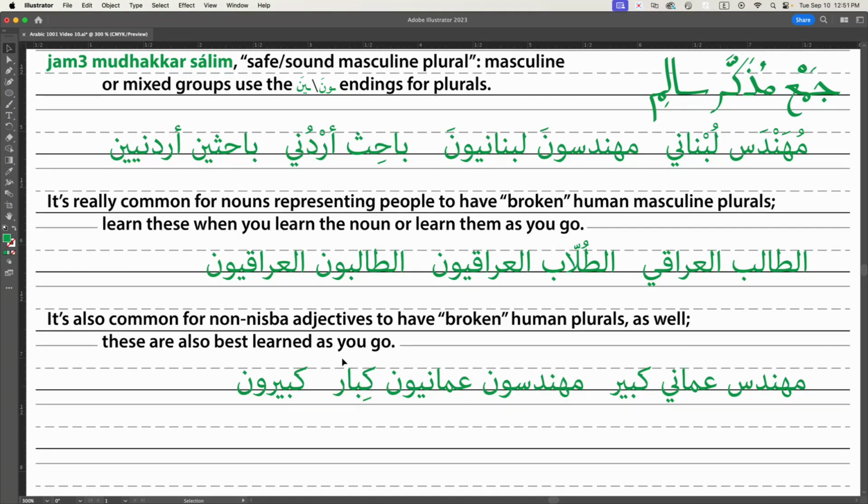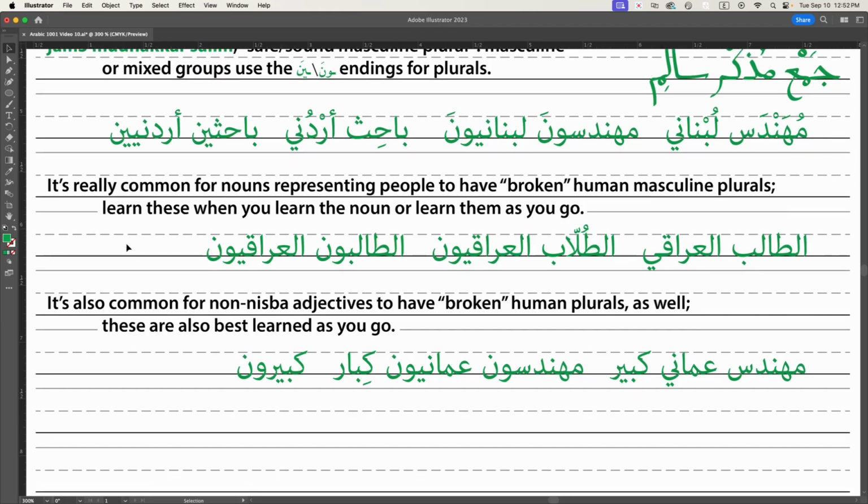But learning these broken plurals of adjectives is definitely a low priority for you at this point in learning Arabic. Just learn the sound plural endings, and everyone will be able to understand the point you're trying to get across, and then you can learn the broken plurals for the adjectives one by one. I really would not worry about that.